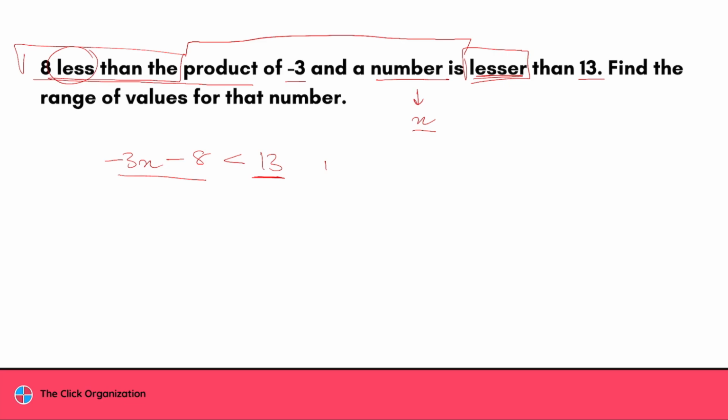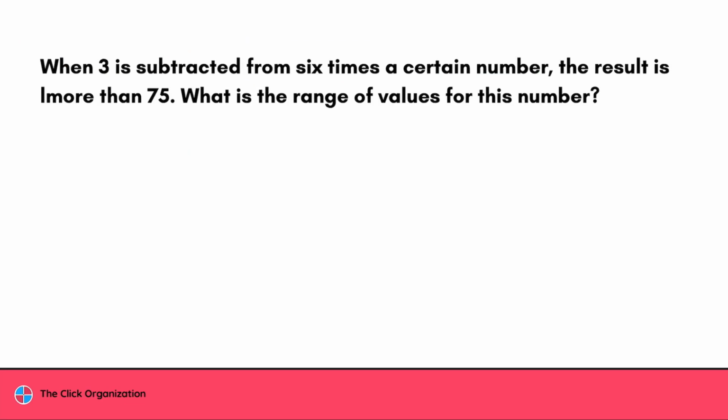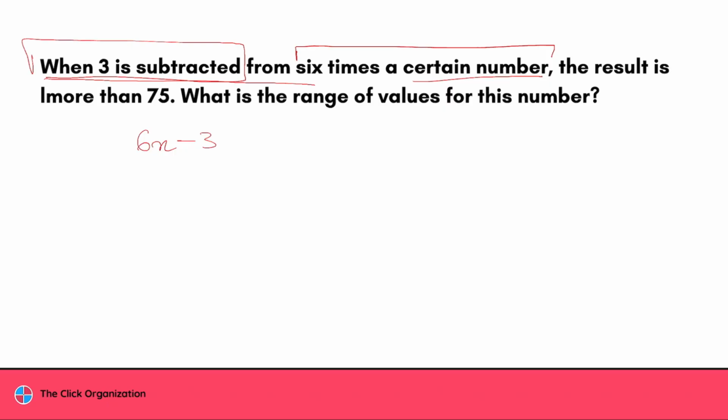Here's the next question. When 3 is subtracted from 6 times a certain number, the result is more than 75. What is the range of values for this number? So similar to the previous question, I'm going to ignore this first part, and instead I'm going to focus on the second part where it says 6 times a certain number. So since it says 6 times, I'll be writing 6x, where x is the certain number here, and only now will I be looking back to this first part. When 3 is subtracted from 6 times a certain number, because it says subtracted over here, I'll be subtracting 3 from the smaller expression of 6x.